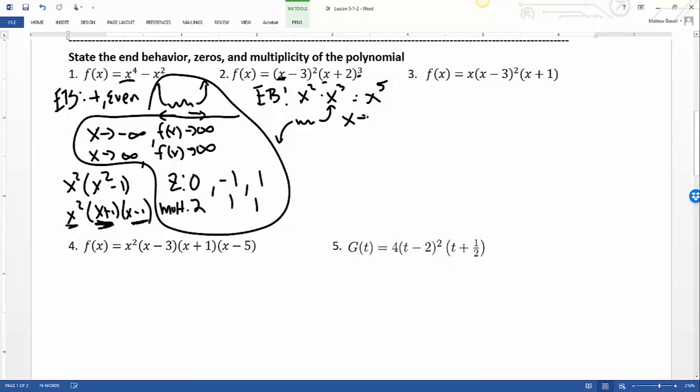So when x goes to negative infinity, my y value is also going down. When x goes to positive infinity, my y value is going up. So as x goes to negative infinity, my y goes down. As x goes to positive infinity, my y goes up.